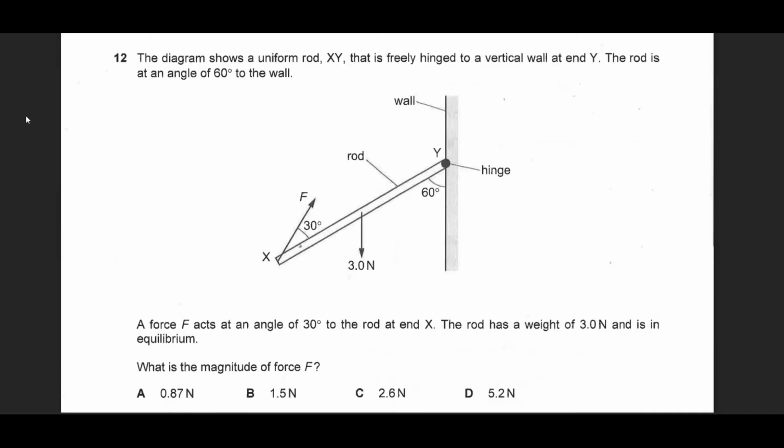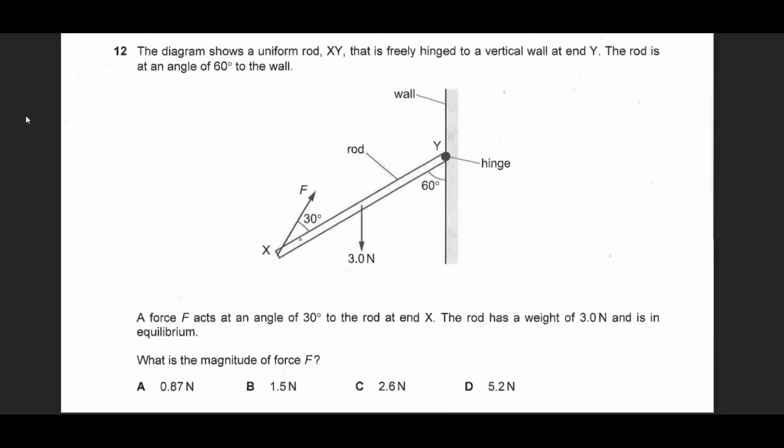Question number 12 is a bit tricky, but don't worry, we'll try to solve this. He says that this is the system that we have. He says the system is in equilibrium. As we can see, the rod has a weight. What is the magnitude of F to make sure that the system stays in this position? The word uniform rod suggests that the weight of the object will be at the center. There's 3 newtons at the center of the rod. So let's try to solve this.